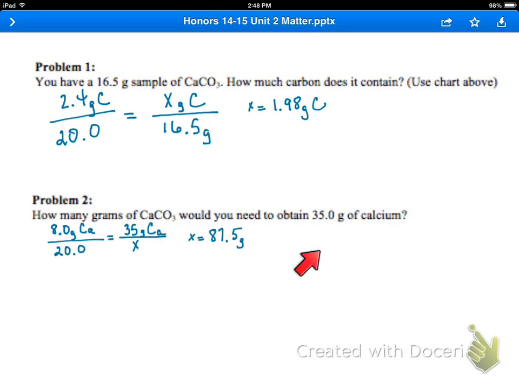So here we're looking for 35 grams of calcium, and we have to figure out how many total grams of calcium carbonate we would need. So again, 8 grams of calcium over 20, that ratio is always exactly the same. That's what the law of definite proportions says. We're looking for 35 grams of calcium. How much total would we need to get that? Again, cross multiply, solving for X, and we get 87.5 grams.